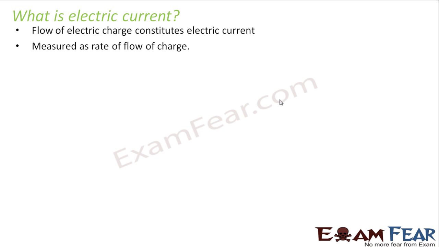Current is basically measured as the rate of flow of charge. What do I mean by rate of flow of charge? That means how much charge is flowing with respect to time. Let us suppose 10 coulombs of charge had flown in 1 second. So what is my current? My current is nothing but 10 coulomb per second. So that is my current.